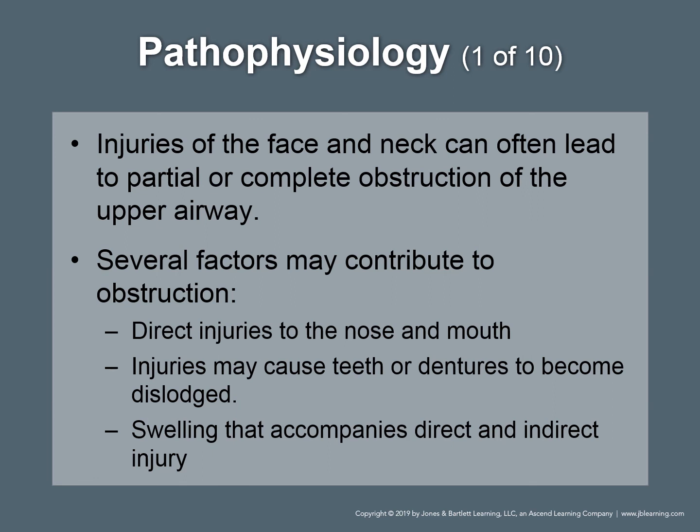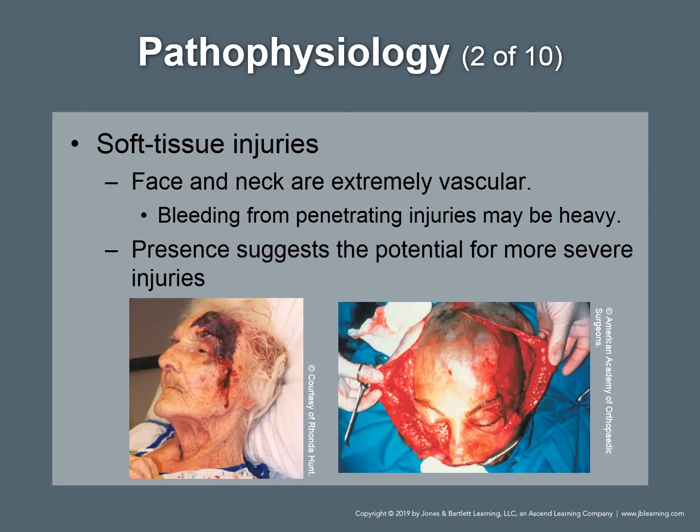So, if you have a baseball bat to the neck, you really have to be concerned about those hematomas and those swellings into the airway, and make sure that you're doing your airway management aggressively and quickly to maintain a patent open airway through basic or advanced means, whatever the situation requires. Soft tissue injuries of the face and neck are extremely vascular. So a small cut on the head can bleed like all get out.